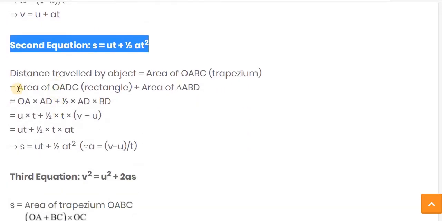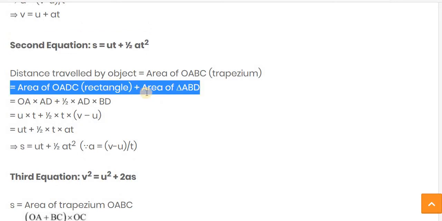So the area of OADC, which is a rectangle, plus the area of triangle ABD. Area of rectangle means length into breadth, means the OA into AD, and the area of a triangle ABD is 1/2 base into perpendicular, means the AD into BD. So if we are keeping this value, OA is U, AD means T, 1/2 as it is, AD means T, and the BD means V minus U.